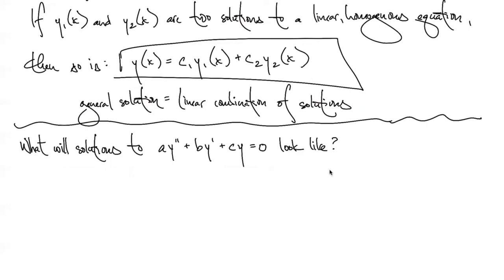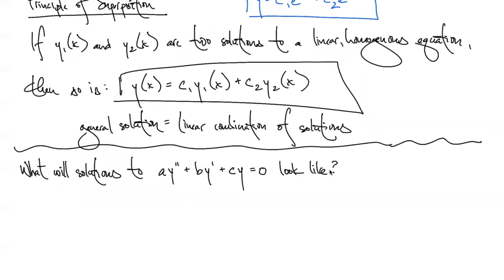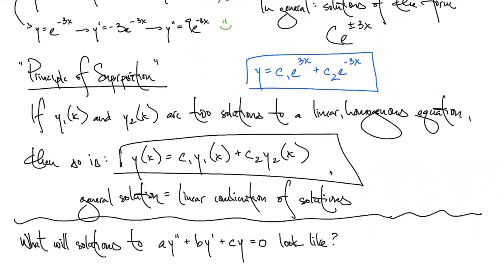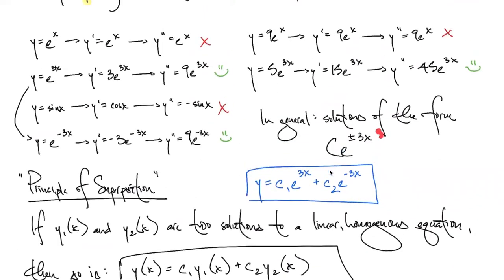So let's use the idea of verification all the way back from day one. Here's my hypothesis: all of our solutions are going to be e to some power.